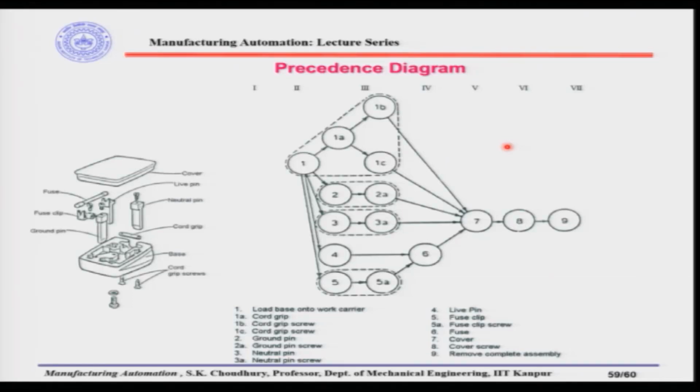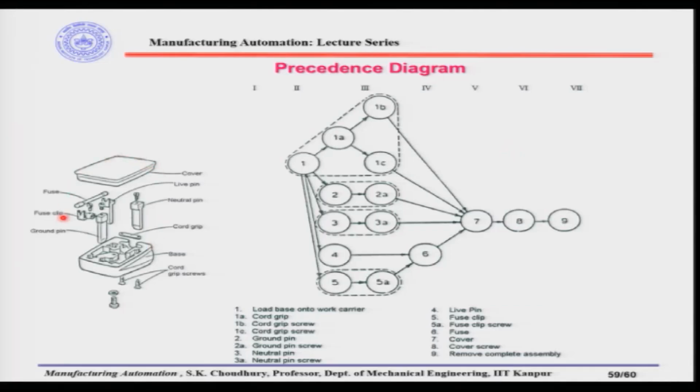The precedence diagram tells us the number of ways an assembly can be made. To give you an example, take this very simple assembly. It is simple because there are only a few parts, but as you understand, production machines or assemblies can have thousands or tens of thousands of parts. The order of assembly is very important, because then the time taken for the assembly will be minimized. So, the precedence diagram exactly tells us how many ways we can make that assembly.